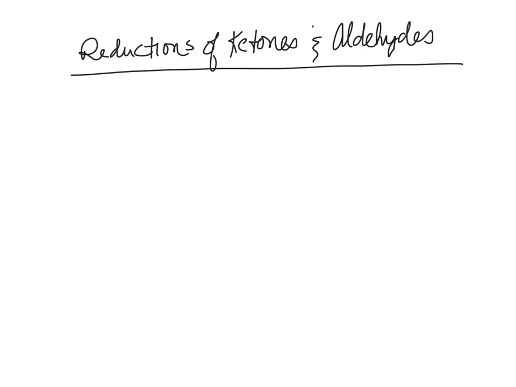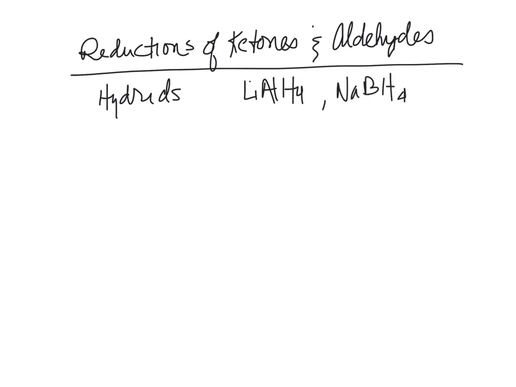So here's a little bit about reductions of ketones and aldehydes. Our first method of reduction can be using hydrides. You probably remember we've covered that we can use lithium aluminum hydride and sodium borohydride. They have some differences, but the main thing to keep in mind is they are both adding H minus. Lithium aluminum hydride is a more powerful reducing agent and a bit more difficult to work with and will reduce more things.